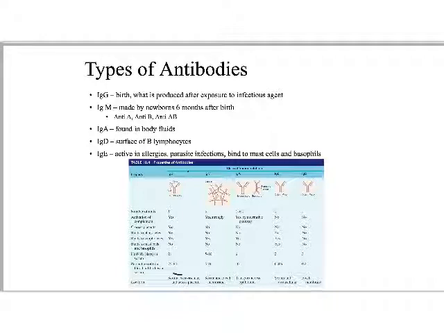Okay, then we have IgA, which is found in body fluids. We have IgD, and we have IgE. Okay, but the big one is IgG. Okay, so those antibodies last about 21 days. They're going to activate the complement system. They can cross the placenta. They look like the Y-shaped protein.